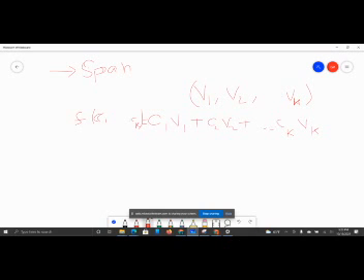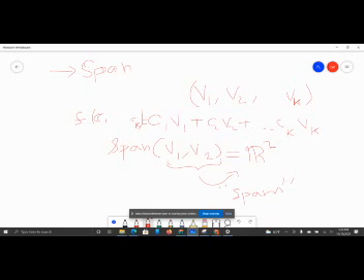If the span of a set of vectors is a particular vector space, that is, if the span of v1 and v2, for example, is equal to R2, the space of two-dimensional vectors which take their elements from the set of real numbers, then we say that this set of vectors spans R2. Now, we also call it a spanning set of R2.